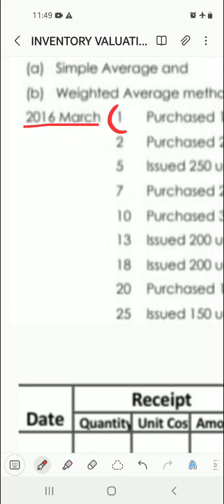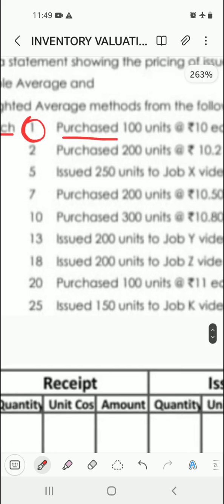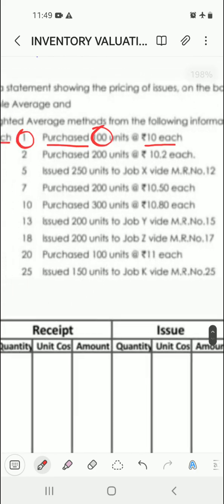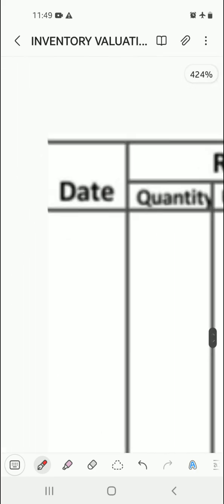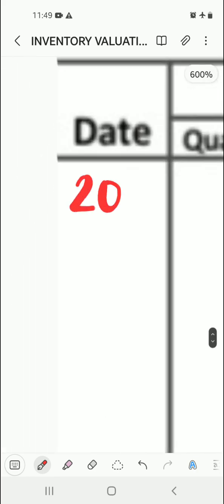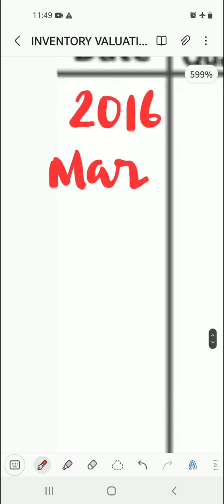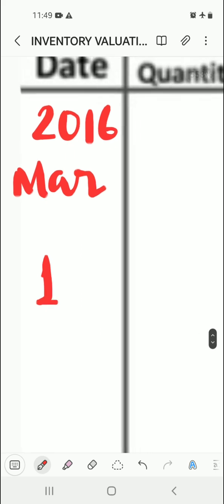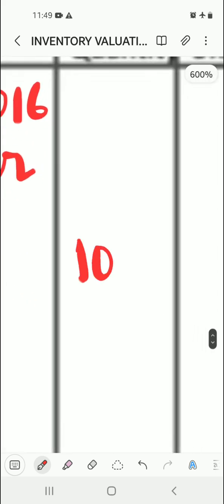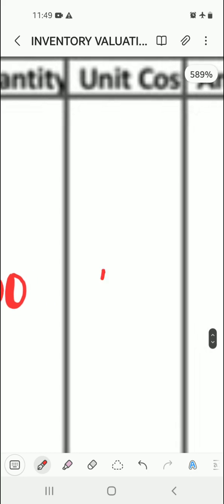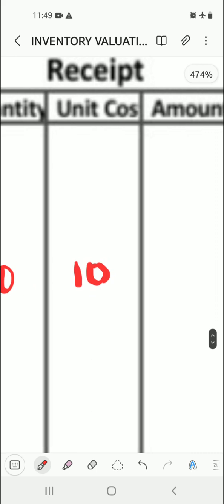2016 March, the date is 1st. We have a purchase of 100 units and for rupees 10 each. So we're going to record this here. Date 2016 March. This is common for all the entries. So we're writing it over here. And first, there has been 100 units. It's quantity 100. Unit cost is 10. So amount will be 100 into 10, that is 1000.